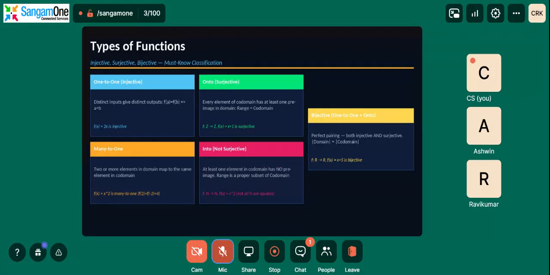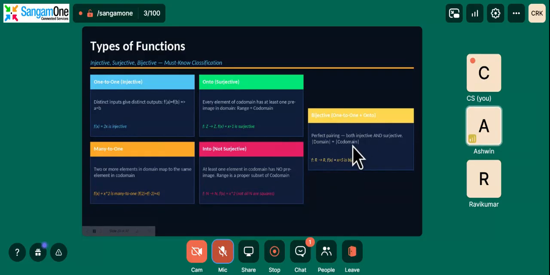Then into function: at least one element in the codomain has no pre-image, so the range is a proper subset of the codomain. For example, f from N to N, f of x equal to x squared; not all natural numbers are squares. Then bijective: the one-to-one plus onto conditions both have to be satisfied. When this perfect pairing happens, it is both injective and surjective.